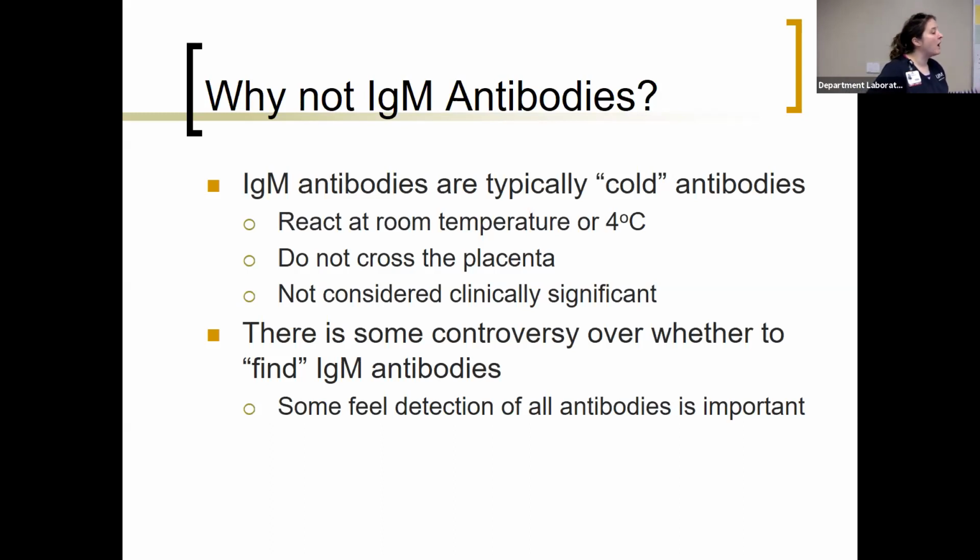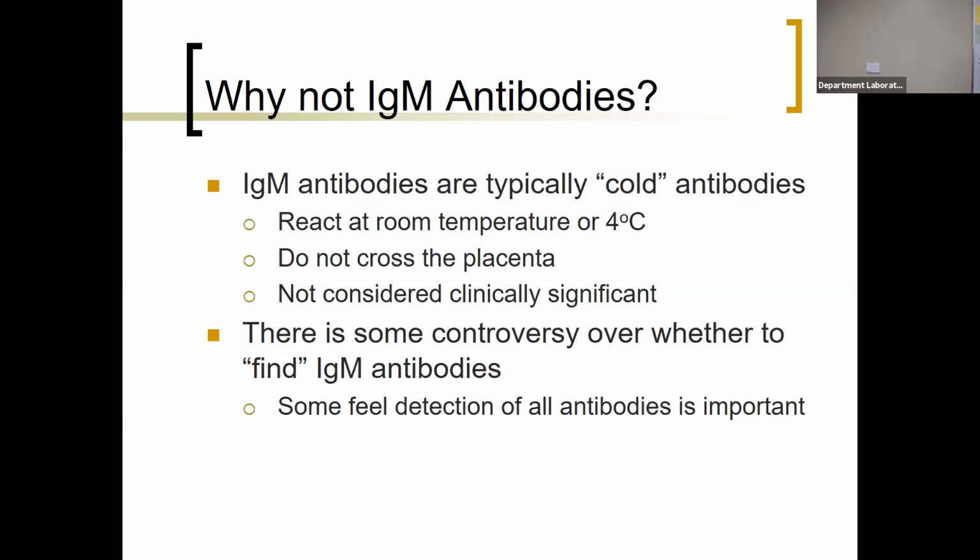IgM antibodies, because of their size, cannot cross the placenta, and typically they do not cause any transfusion reactions. Why? Because if we're dealing with an antibody that's reacting at initial spin or room temperature, it's more than likely not reacting at the patient's body temperature, right? So it's usually probably not causing that patient any problems. So we typically do not think of IgM antibodies as being clinically significant.